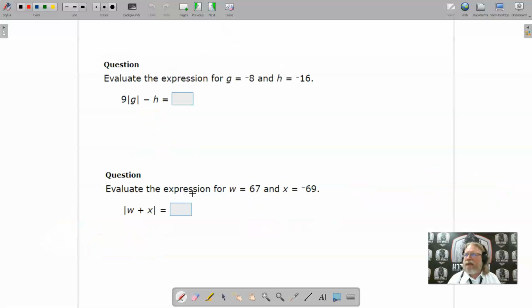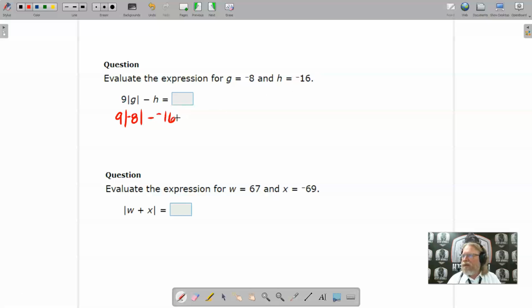And these are my last two examples here. So on the first one, I have 9, and we do have two variables again, times the absolute value of whatever g is. Let's look. G is negative 8. And subtract from that the value of h, which is negative 16.